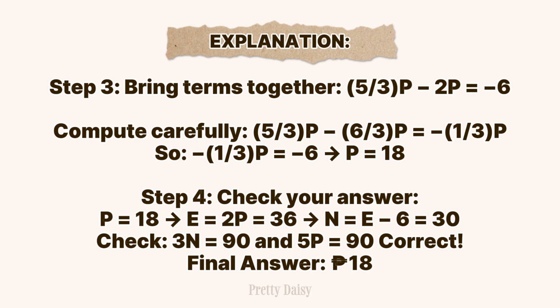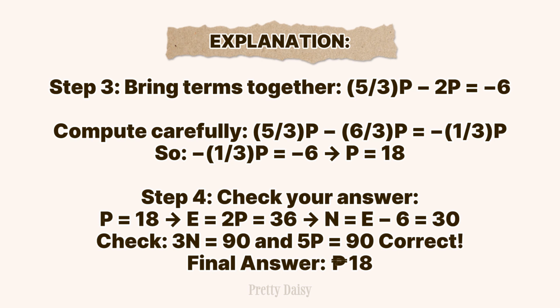5/3 p minus 2p equals -6. Compute carefully. 5/3 p minus 6/3 p equals -1/3 p. So, -1/3 p equals -6, therefore, p equals 18.